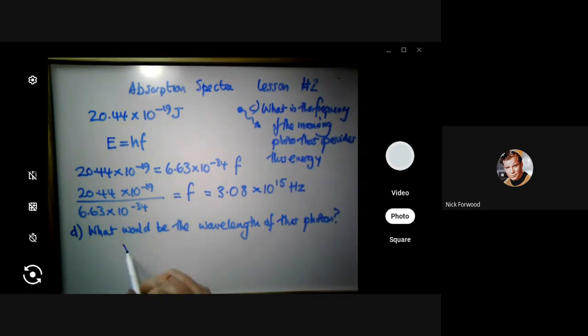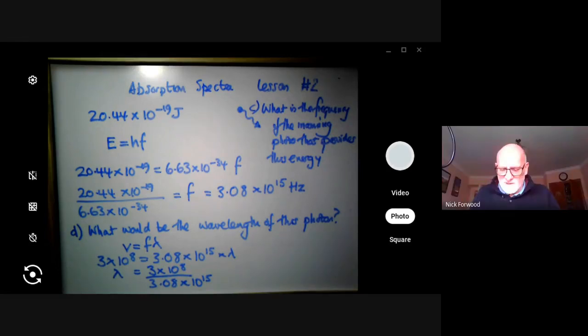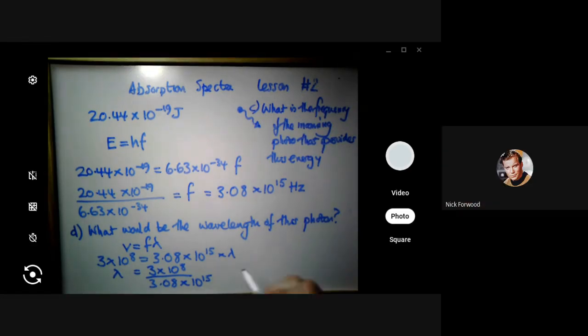Okay, so we just need to do v equals f lambda, and all the photons in the electromagnetic spectrum travel at the same speed. 3 times 10 to the power of 8 is equal to 3.08 times 10 to the power of 15 multiplied by lambda. Lambda, therefore, is equal to 3 times 10 to the power of 8 over 3.08 times 10 to the power of 15. Similar numbers, don't get caught up there. That equals 9.74 times 10 to the negative 8 meters.